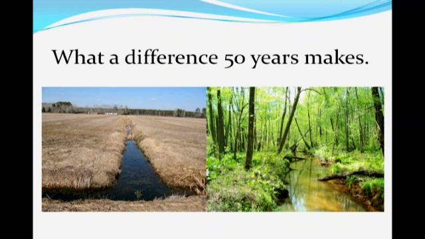And so on the left, we have an actual agricultural ditch. On the right, we have a picture of Bacon Ridge Branch, which is one of the main freshwater tributaries to the South River. And they're basically the same situation. One has about 50 years of forest growth on it, but it's still contributing the same kinds of problems. And so what are some of the issues associated with that?